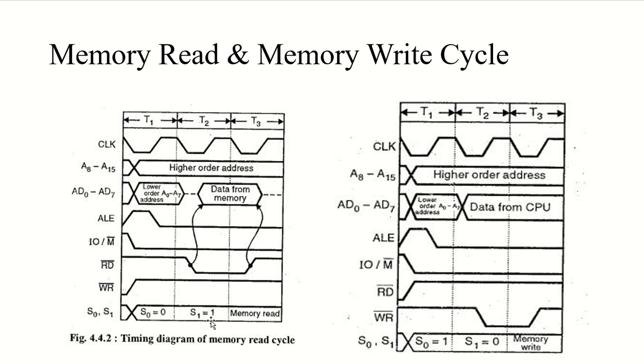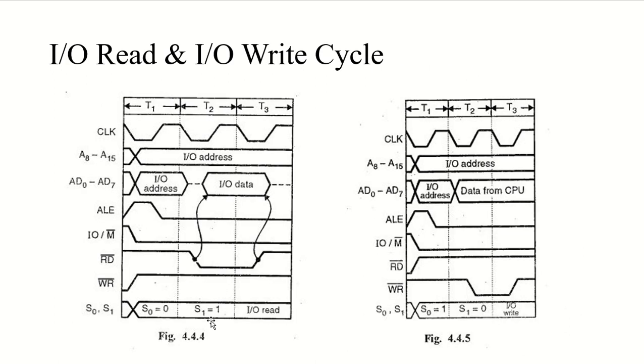I'm not going into the detail of memory read at this particular point in time, because time is limited and I have to discuss IO read and IO write today. These machine cycles are similar to the memory read and memory write machine cycles, but in these machine cycles the IOM signal is high for IO read and IO write. See, earlier it was going from 1 to 0, but in these machine cycles the IOM signal is high for input output read and input output write machine cycles. Other things remain as they are.